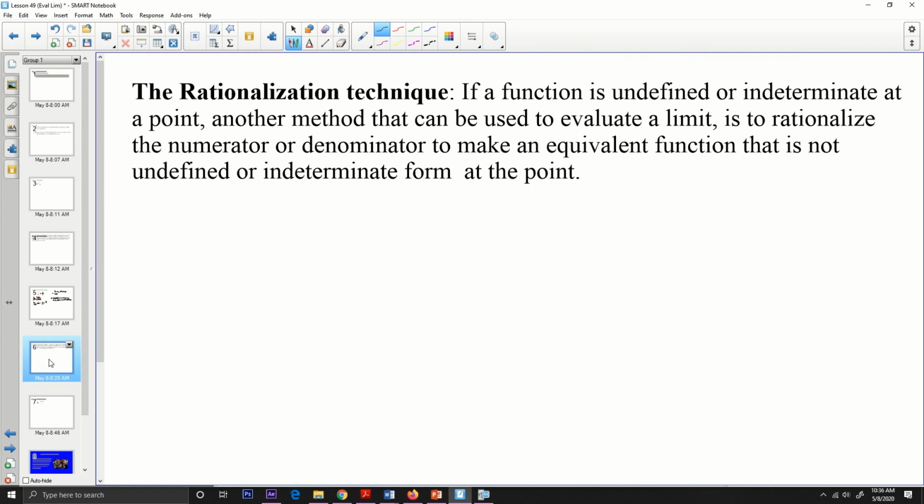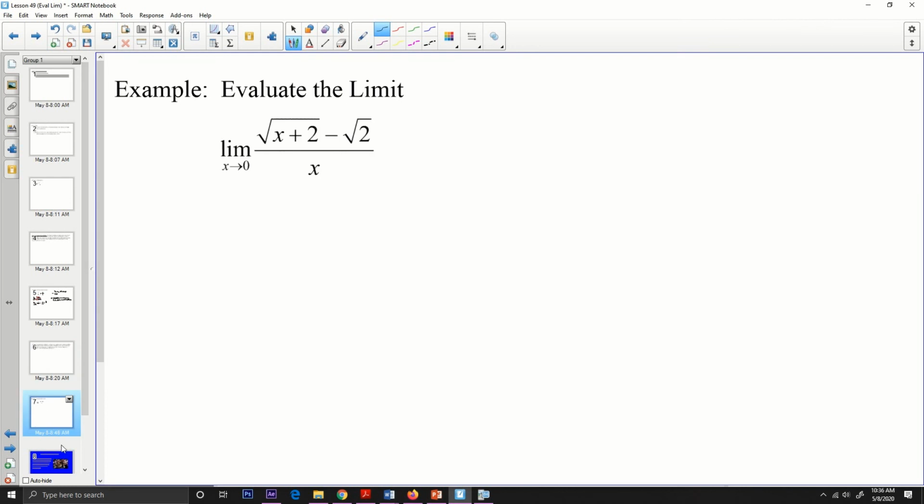If a function is undefined or an indeterminate point, another method that can be used to evaluate the limit is to rationalize the numerator or denominator to make an equivalent function that is not undefined or indeterminate form at that point. So let's look at an example like that. If I were to plug in 0 for x, I get a 0 on the bottom, that would make it undefined, and then I have square root of 2 minus square root of 2, and that would be 0 on the top. So this thing is an indeterminate form. And so we are going to use the rationalization technique.